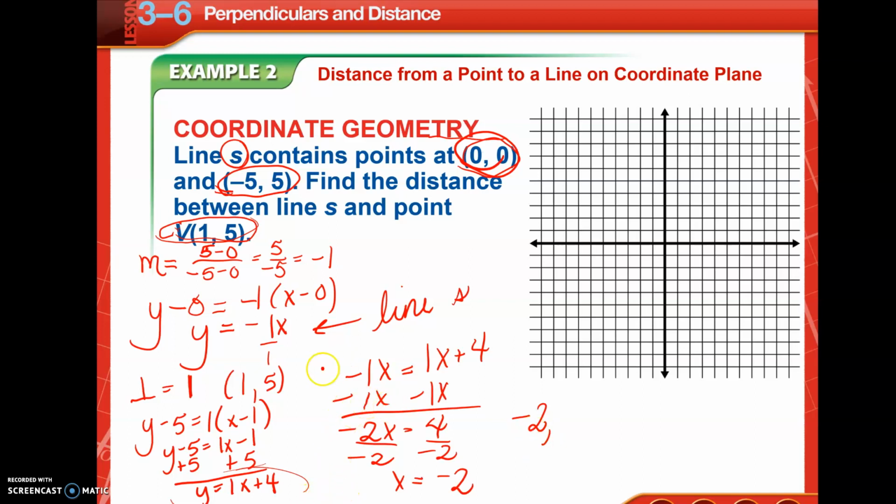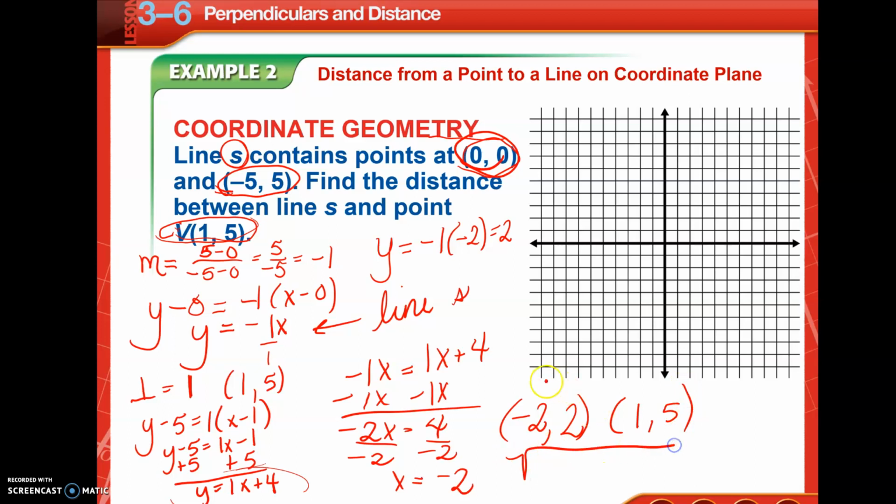I'm going to plug -2 into one of these equations and find y. So let's plug it into here. Y equals -1 times -2, which is 2. So they cross at (-2, 2). So it goes from this point, (1, 5), to (-2, 2). And we can find that distance.